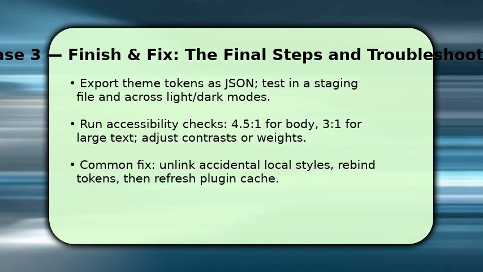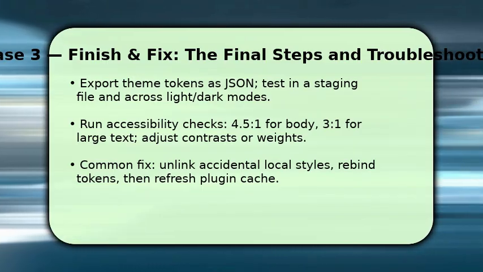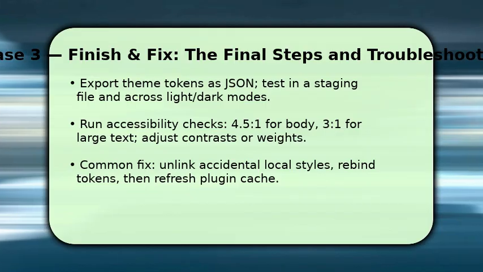Run accessibility checks. Aim for 4.5:1 contrast on body text and 3:1 for large text, and tweak color or weight if thresholds fail. If something breaks, a frequent fix is unlinking accidental local styles, rebinding those elements to the token set, and refreshing the plugin cache. This clears drift and restores consistent token-driven styling.